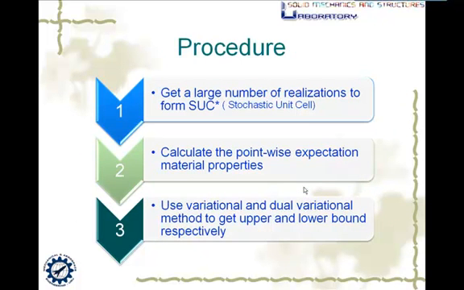In this flowchart, there is a three-step procedure to get the bounds. The first step is to get a large number of realizations to form a stochastic unit cell, which is known as SUC. Here, a large number means we get enough microstructure information to assemble a unit cell which contains stochastic information. The second step is to calculate pointwise expectation material properties using the Monte Carlo method. With that information, we will use the variational and dual variational methods to get the upper bound and lower bound respectively.